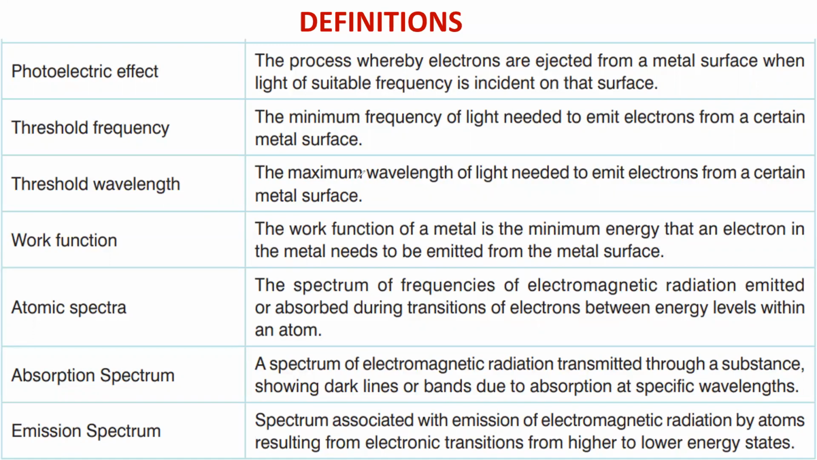And for wavelength, maximum. Please try to see these differences. Frequency, minimum frequency, but wavelength, maximum wavelength. The photon wavelength must be shorter than the threshold wavelength. Because of that, the threshold frequency corresponds to the maximum wavelength. All right, these definitions, please try to remember.